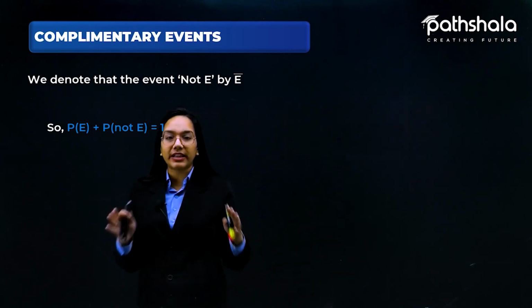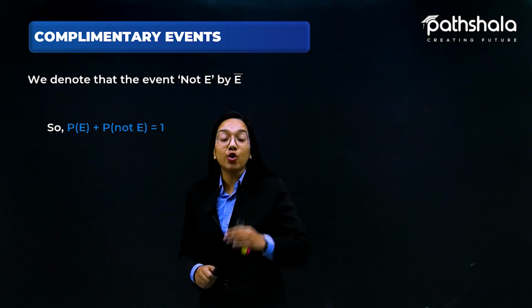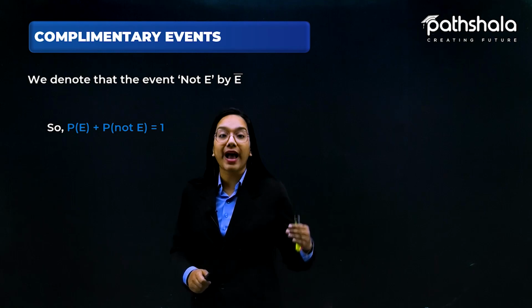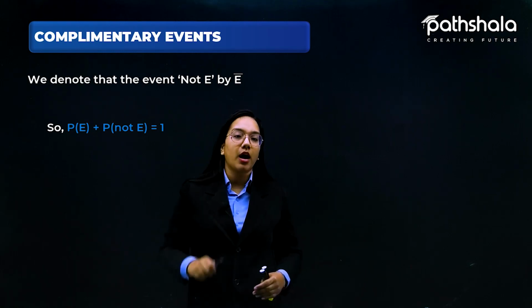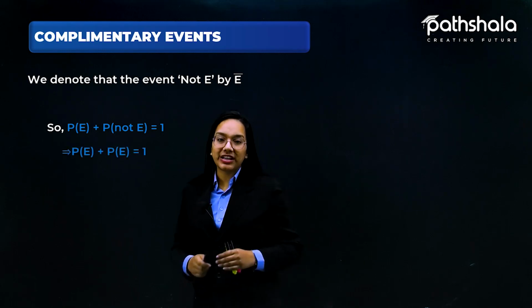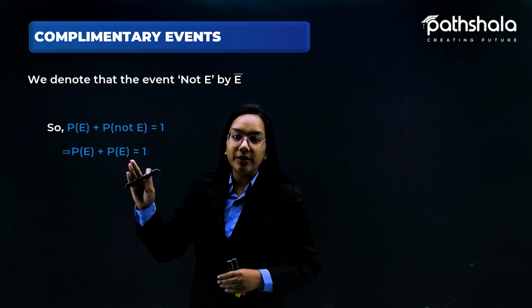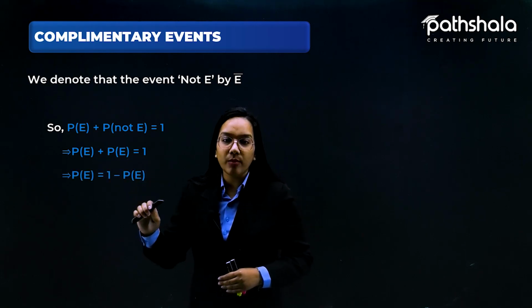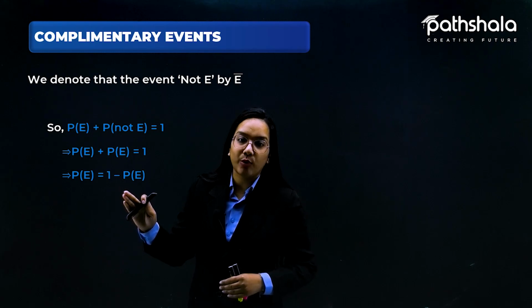So for any event E, probability of E plus probability of not E is always 1, and not E can be denoted as E with a bar above. So we can write this statement as probability of E plus probability of E bar is equal to 1. And furthermore, we can write it as probability of E is equal to 1 minus probability of E bar.